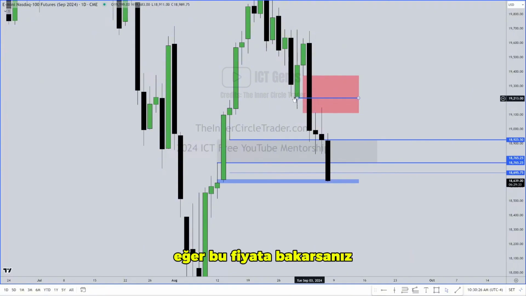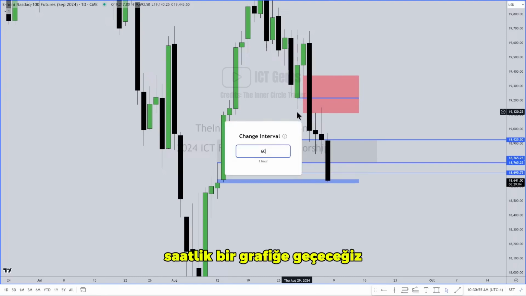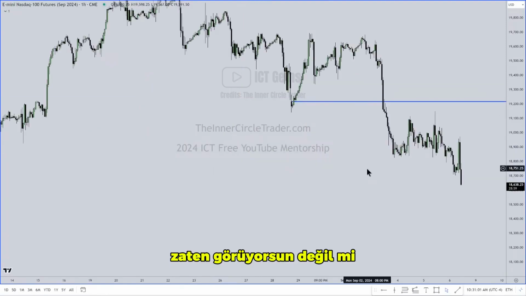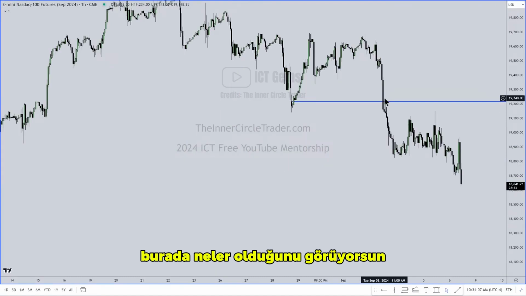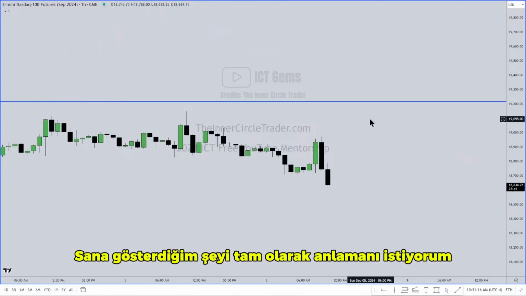If you look at this price right here, September 3rd, and the price is being annotated here on that opening candle, August 29th. Okay, let's watch. We'll drop down to an hourly chart. You already see it, don't you? You see it? What's going on there? It's leaving all this open. Light bulbs are coming on. Right? Let me go back to the daily chart. I want you to fully understand what I'm showing you.